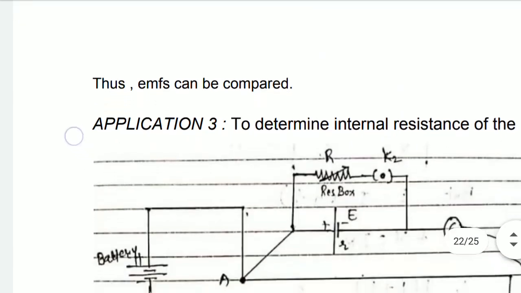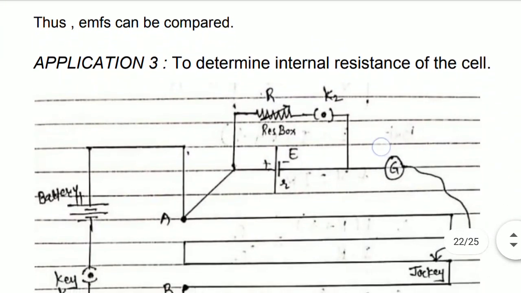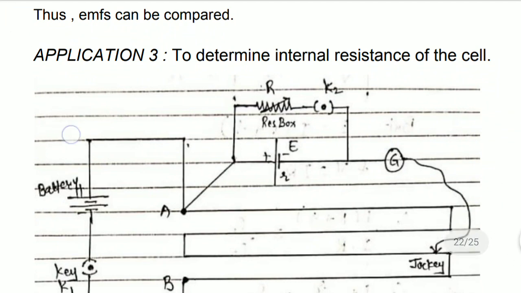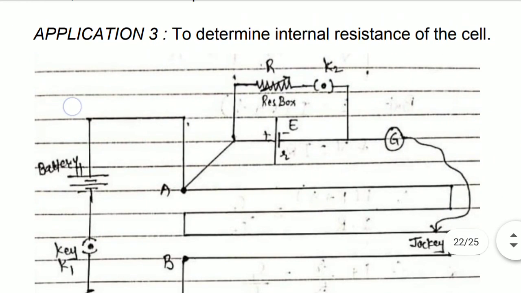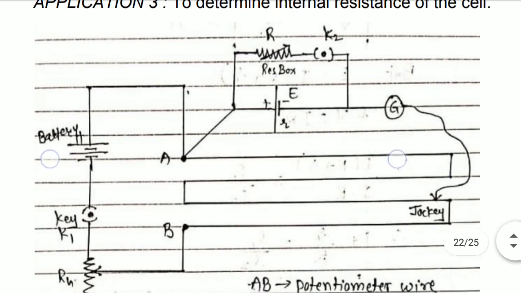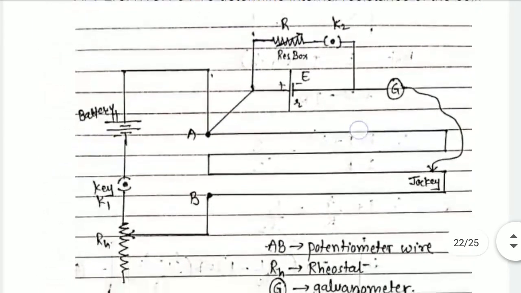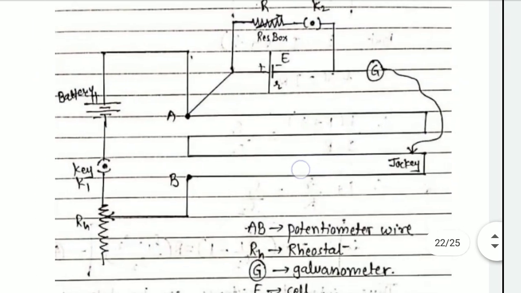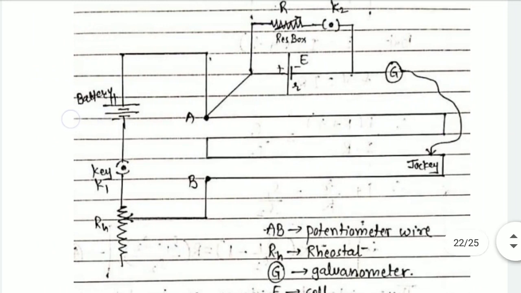In the third and the last application of potentiometer which we are going to study, that is to determine the internal resistance of a cell, we are once again going to have a similar kind of circuit. If you see, the primary part of the circuit is exactly similar. You have your AB wire, the potentiometer wire, connected to a battery, key and a rheostat. This is the primary circuit. Once again, there is a change in the secondary circuit here.